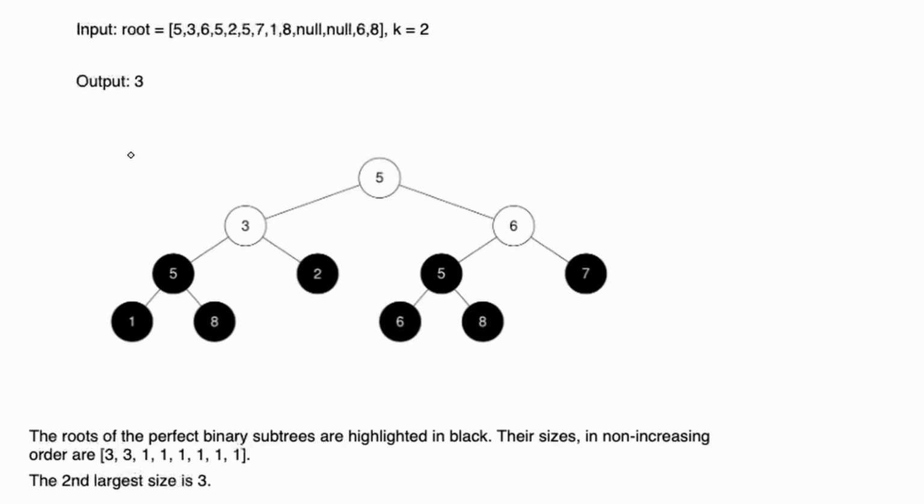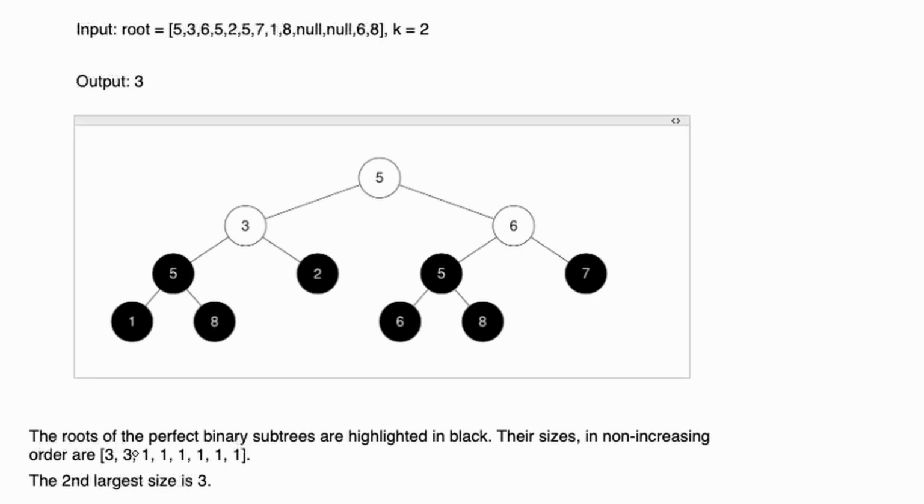So looking at this example here, we return 3. And we return 3 because these are all our perfect binary subtrees, all the ones that are labeled in black. So 1 is a subtree, 8 is a subtree, 5, 1, 8 is a subtree, 2 is a subtree, 6 and 8 are subtrees, 5, 6, 8 is a subtree, and 7 is a subtree. And these are all the sizes outlined down here. We see the kth largest, or second largest one, since k is 2, is 3 in this case. So we want to return 3 since that is the second largest tree.